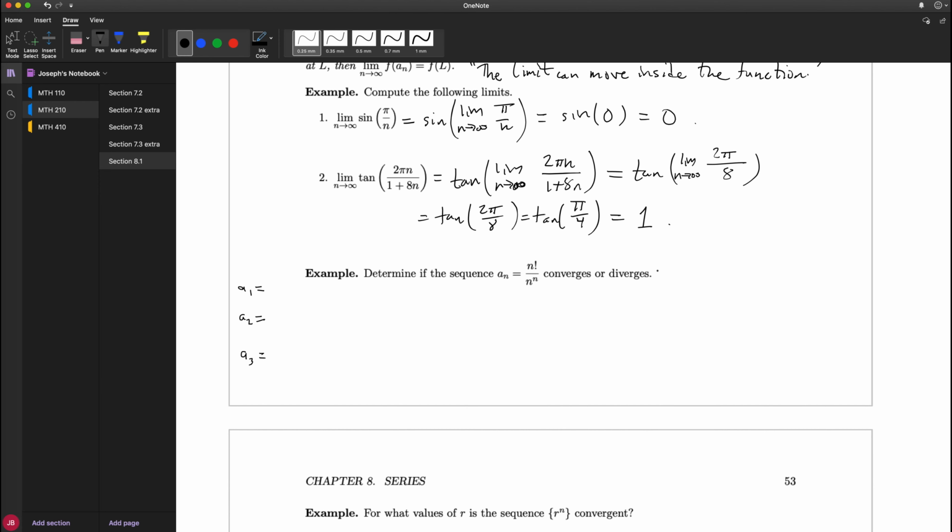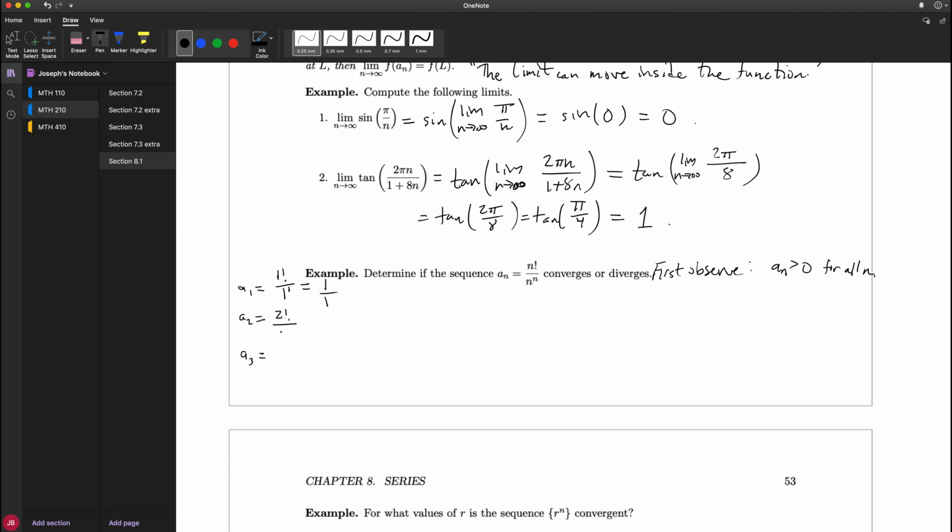And the first observation I want to make is the following. First, observe that a_n is positive for all n. Right? You just get a positive number divided by a positive number. So hopefully that's clear. But now let's start computing these. So a_1 is going to be 1 factorial over 1 to the first. And now if you know what a factorial is, 1 factorial is just 1, and 1 to the first is just 1. We'll get into what a factorial means in just a second.